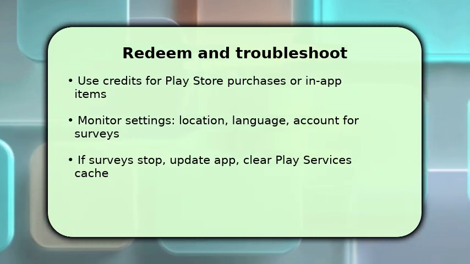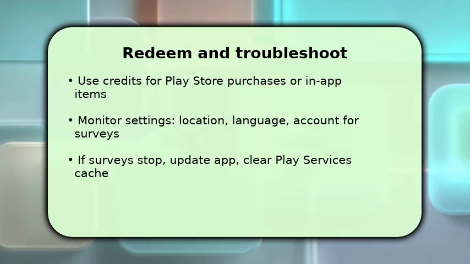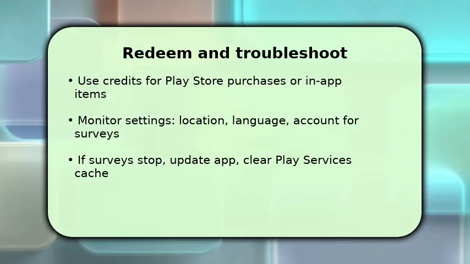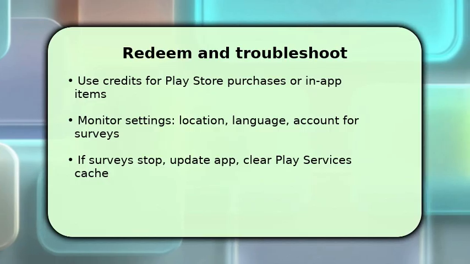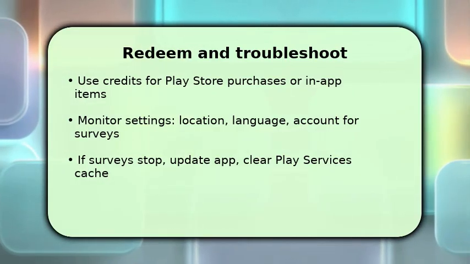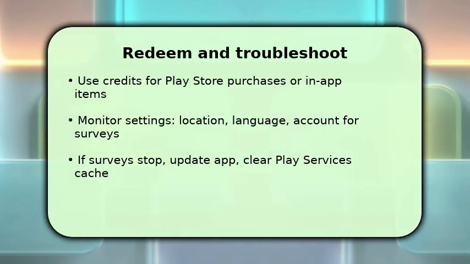Once done, keep checking settings. The same Google account, location accuracy, and notification permissions all affect survey delivery. If surveys dry up, update the Opinion Rewards app and Google Play services, clear app cache, and confirm your account and language match your region. This often restores survey flow. If problems persist, sign out and sign back in to refresh your profile.